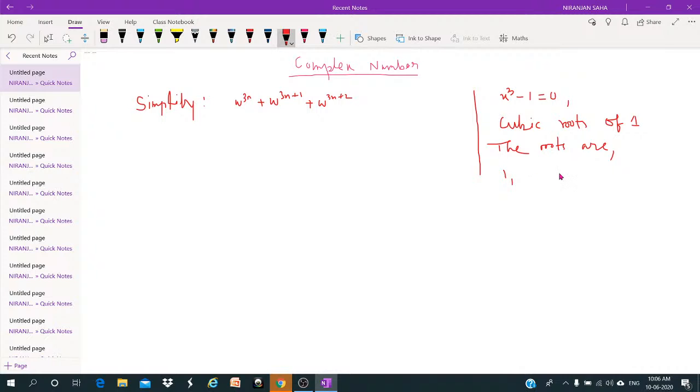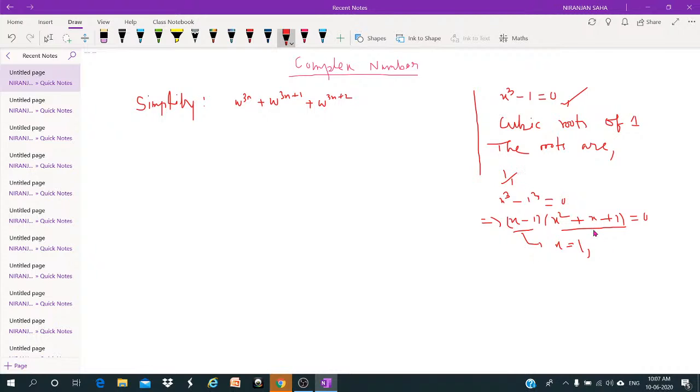Solve this, then it is easy to find out. How can we find out? x cube minus 1, this is x cube minus 1 cube is equal to 0. So here it will be x minus 1 times, using the a cube minus b cube formula, x square plus x plus 1 is equal to 0. So either this is equal to 0 or this is equal to 0. So this gives us x is equal to 1. This is one root of the equation which I have written.